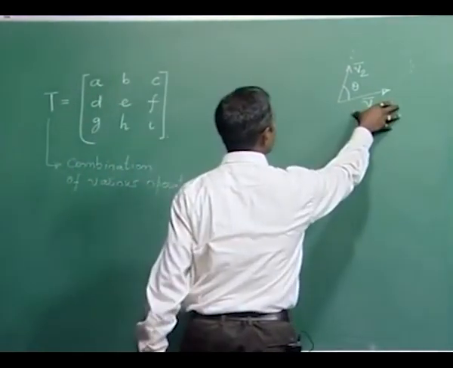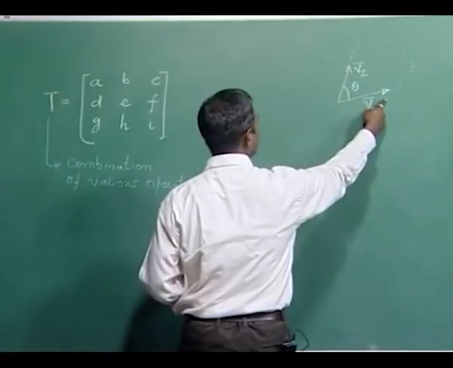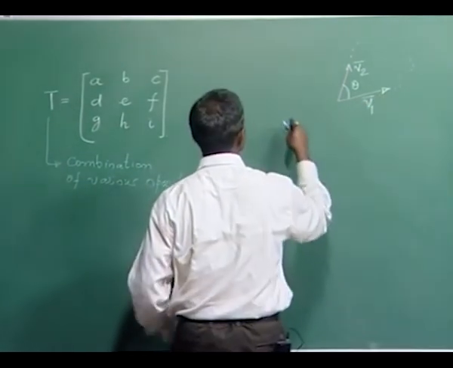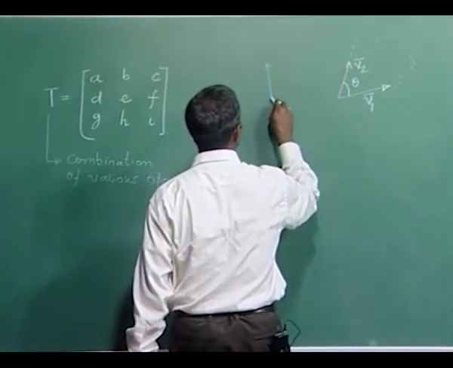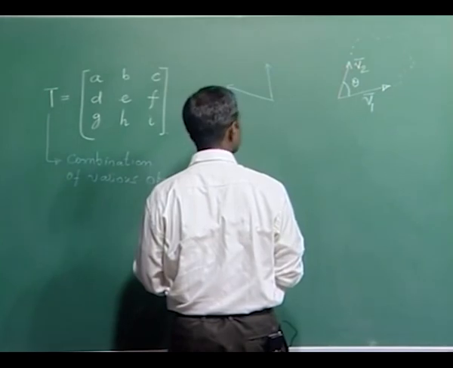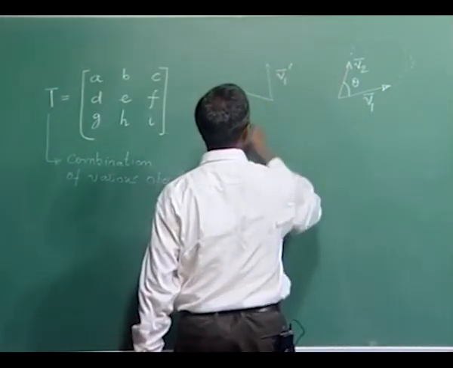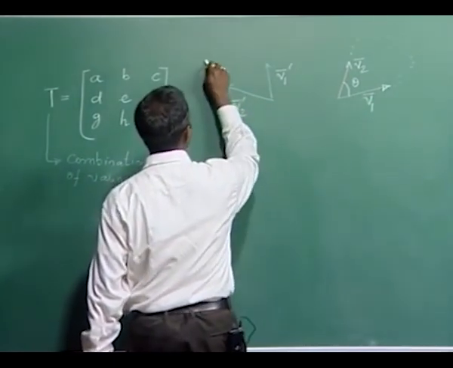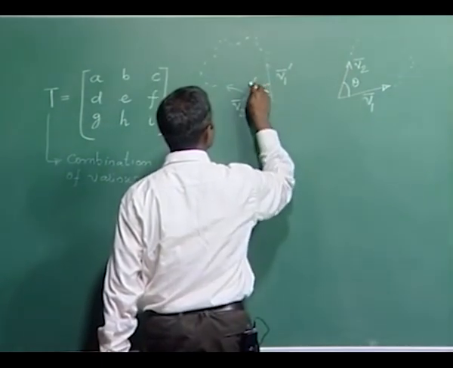If this polygon undergoes transformation T, the orientation and position of this polygon will change. Let's say the new orientation is like so. This is V1 prime, this is V2 prime, and the rest of the polygon. The included angle, let's say, is alpha.